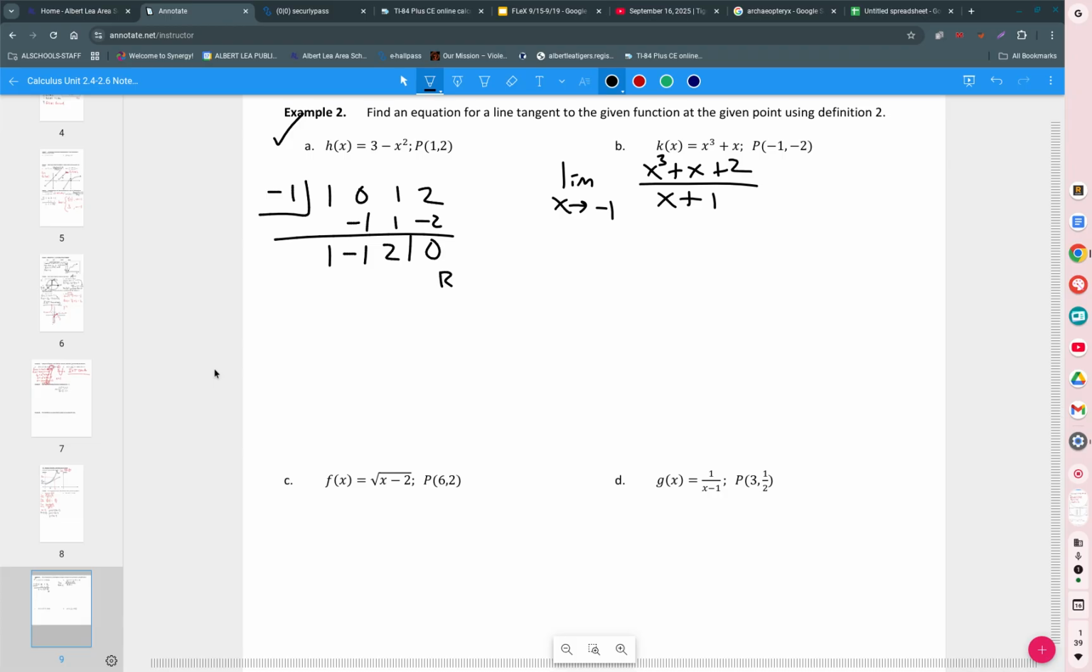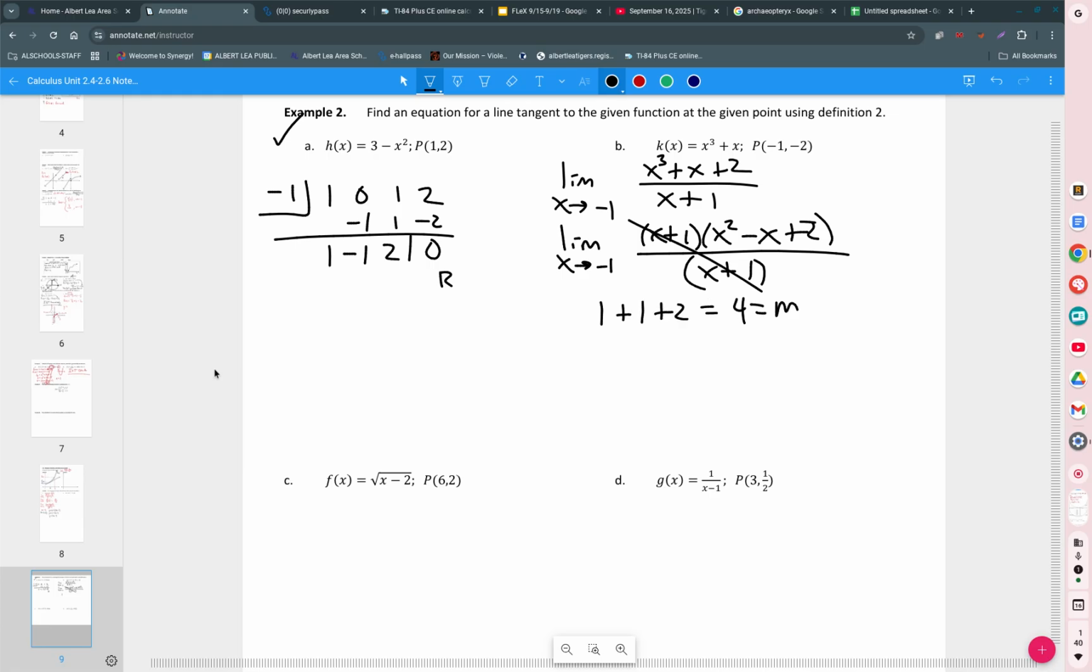And so what that tells us is the top factors to x plus 1 because of the negative 1 right here. And then it will be x squared minus x plus 2. Now we can see that the x plus 1 divides off quite easily. We plug in the negative 1. Negative 1 squared is 1, plus 1 plus 2. I've got 4 as my slope.